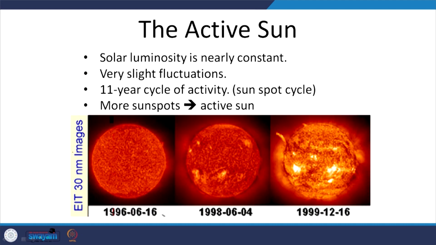Now, apart from all these aspects of energy transfer and various layers, the sun as a star remains at a uniform luminosity level, okay, and very slight fluctuations are seen when the sun is active. The sun follows, this is a very important aspect, what is called the 11-year sunspot cycle. That means every 11 years it will be changing from a maxima to the minima. So, you have more sunspots, the sun is assumed to be very active. You have fewer sunspots, the sun is assumed to be less active.